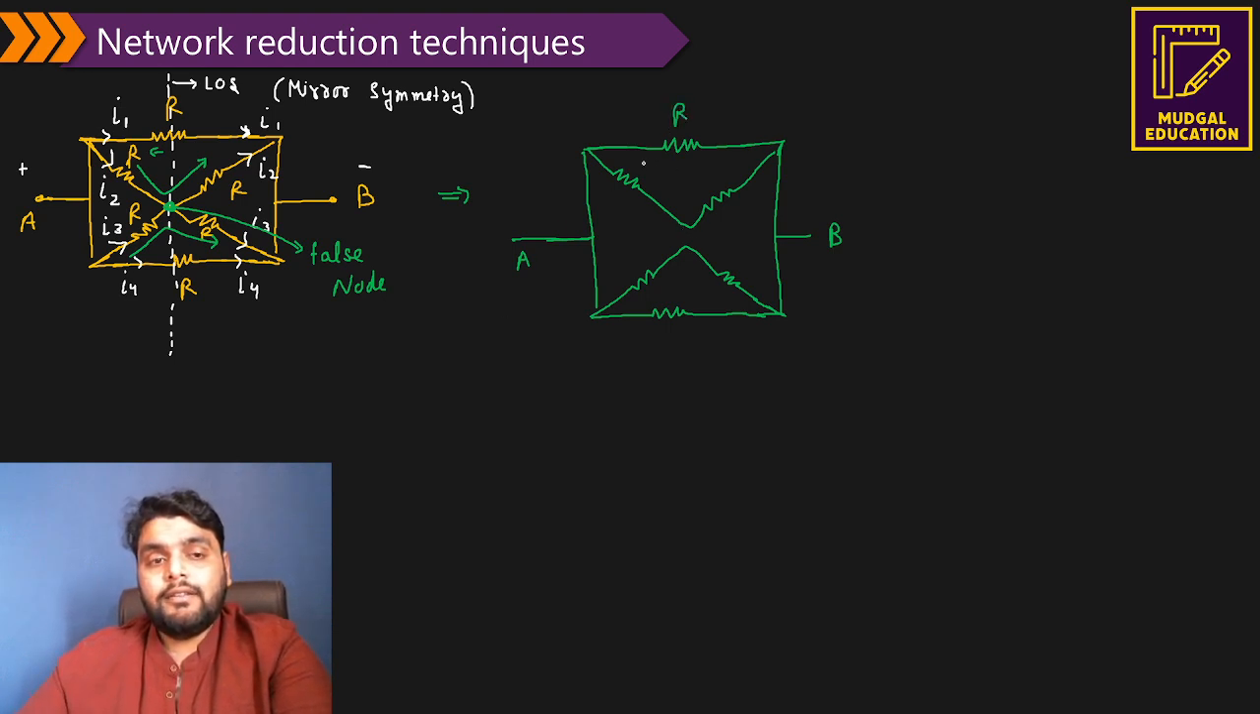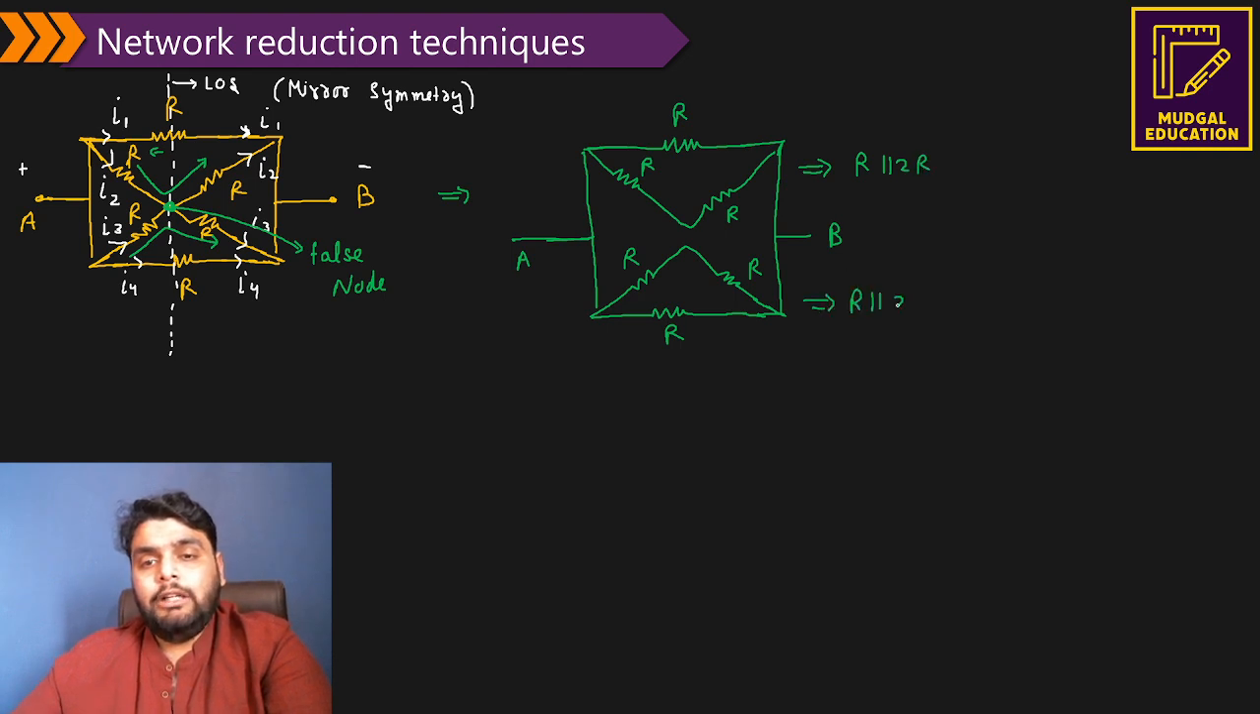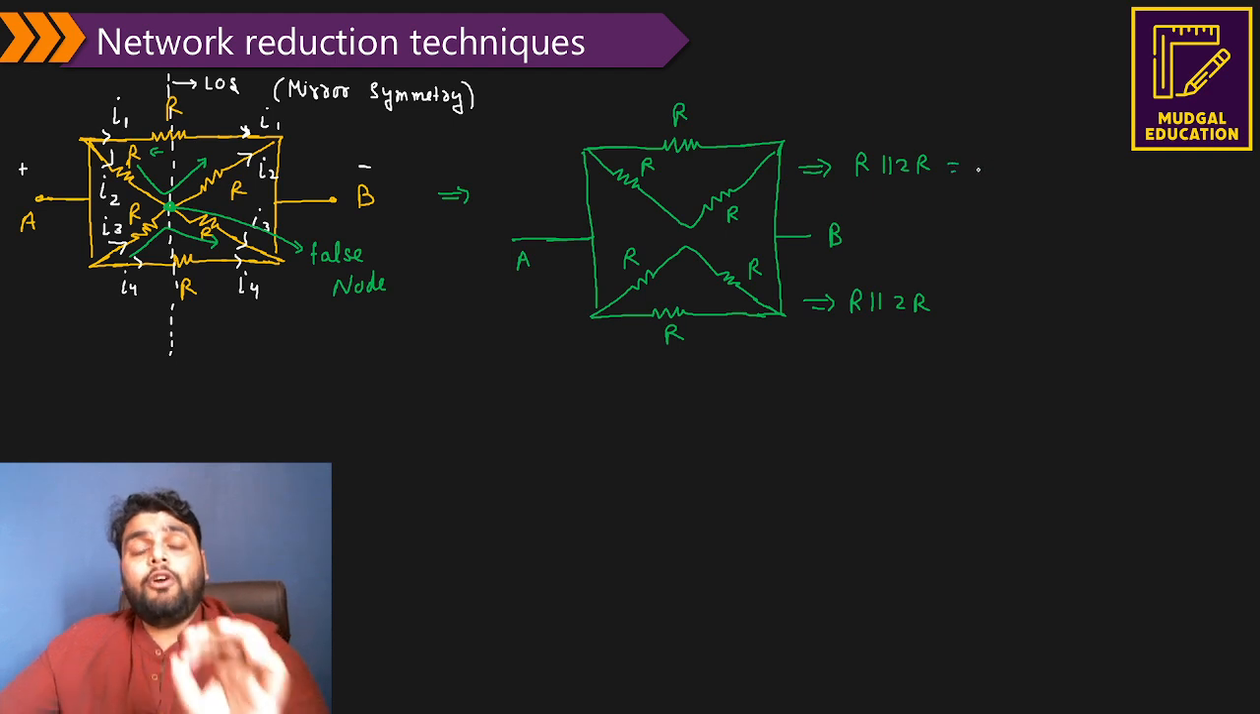Now this is a resistor R, this is R, this is also R. Okay, now it will become easier. What is the resistance of this? It is R parallel to 2R, because the two R are in series. Again, what combination? So it comes out to be 2R by 3 if I'm not wrong. This is also 2R by 3.